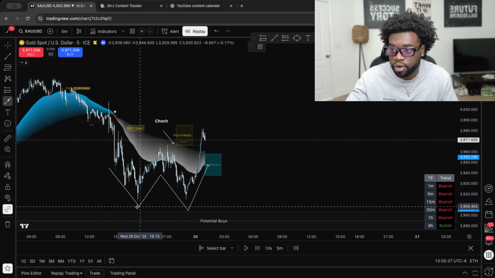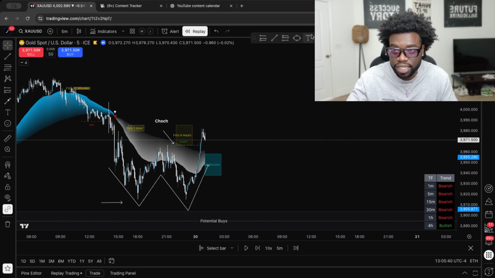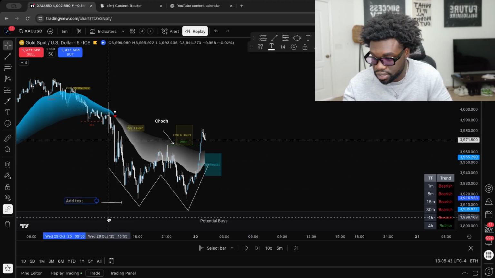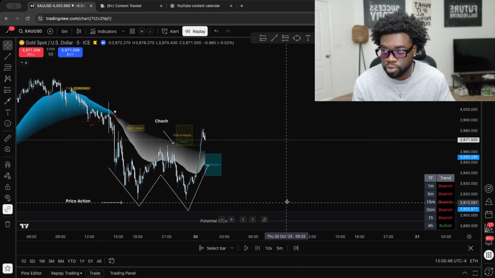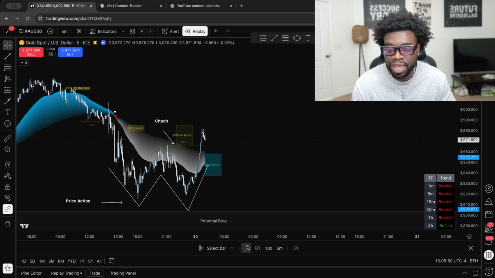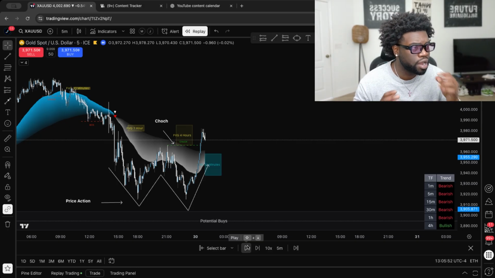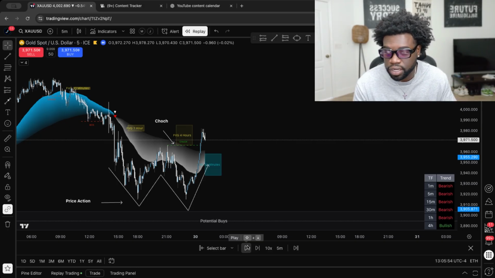Let me put an arrow out so you can see what I'm talking about, not just hear it. Price action right here. Price action, change of character. Now we need to see a fluid flow confirmation. We need to see that.